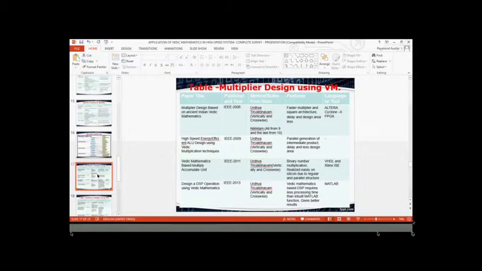Another one was the design of DSP operations using Vedic mathematics. They used also the vertically and crosswise sutra. They proposed designing DSP, that is the digital signal processing operations, using multiplication in operations like convolution, correlation, and they implemented these operations on MATLAB. Their approach required less processing time, in microseconds, as compared to the inbuilt functions in MATLAB that were in milliseconds. So that was fantastic.